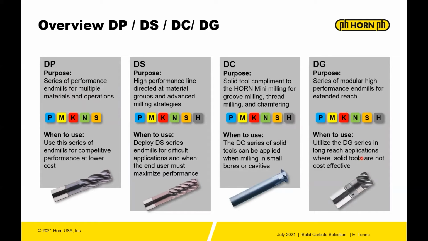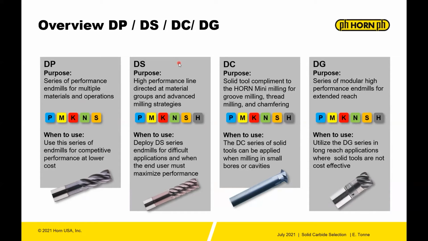To look at the purpose of all these tools, the DP is really a series of performance Endmills, but it spans a broad range of materials and operations. If you're not familiar with the ISO system, P is steel, M is stainless, K is iron, N is non-ferrous, and S is heat-resistant alloys like titanium or nickel. So the DP covers a broad range of materials, and you use this for competitive performance, but at a lower cost.